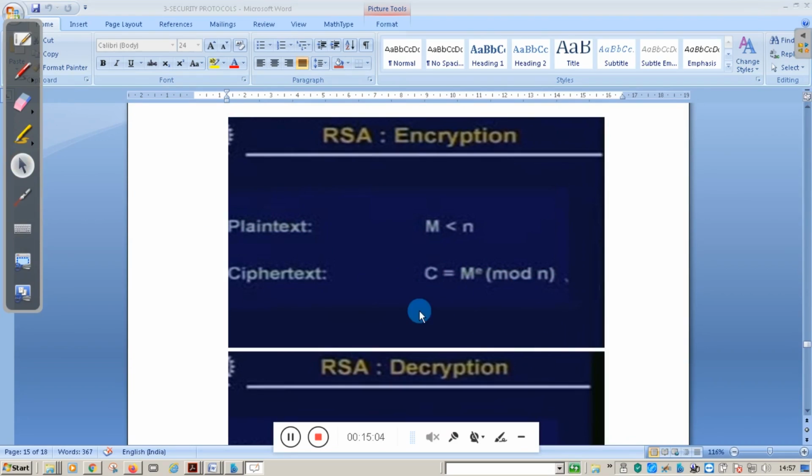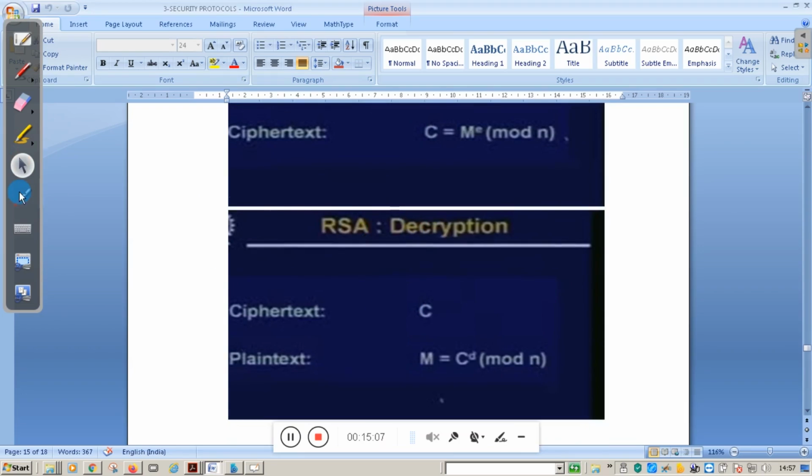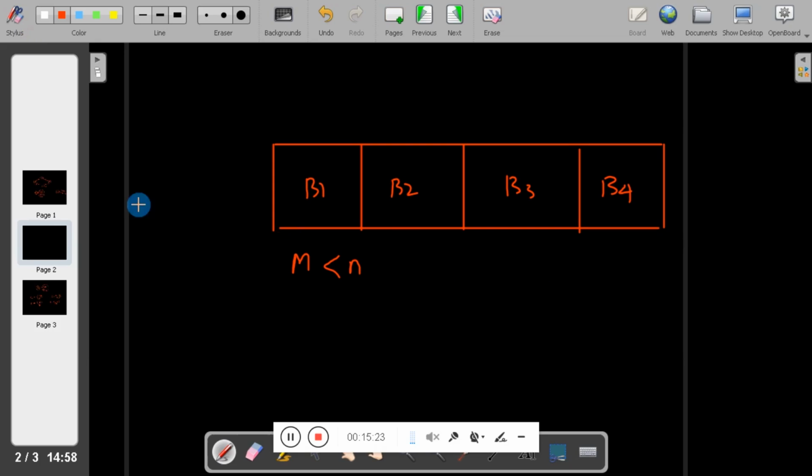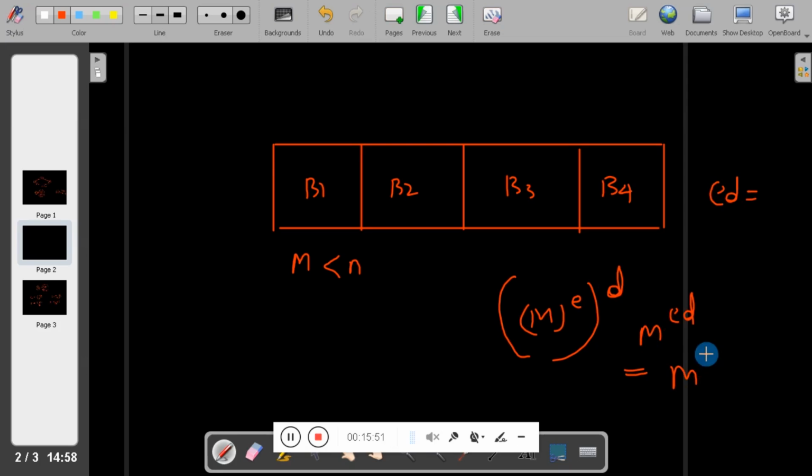Once this is over, then comes the decryption stage. In the decryption stage, we take the ciphertext C and raise it to the power D mod n. That will give the plain text. Here we take the plain text M, raise it to the power of E, and this is our ciphertext. While decrypting, I raise this ciphertext C to the power of D, that is M to the power ED. Since we have selected ED equal to 1, it ultimately leads to M raised to the power 1, which is nothing but M itself. So you will get the original text after decryption.